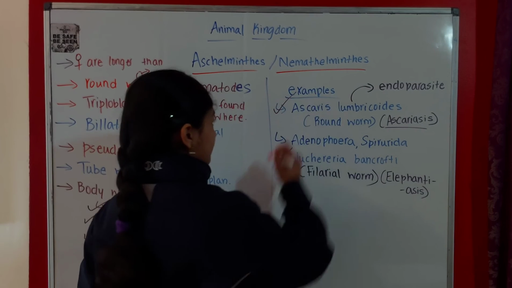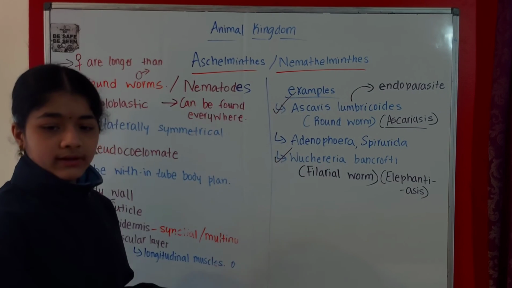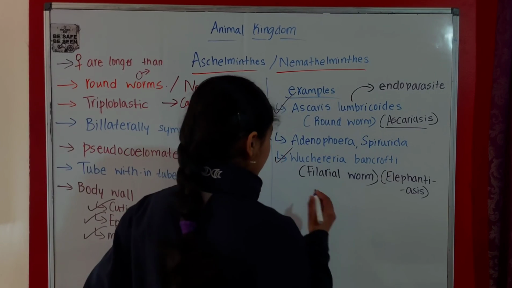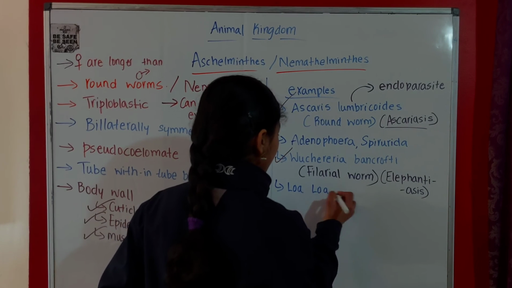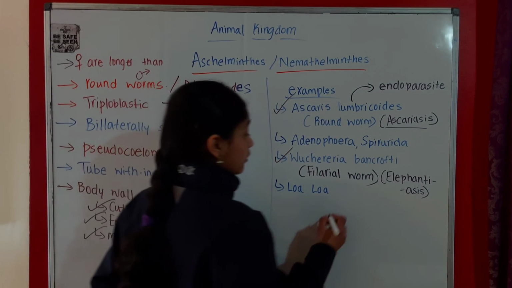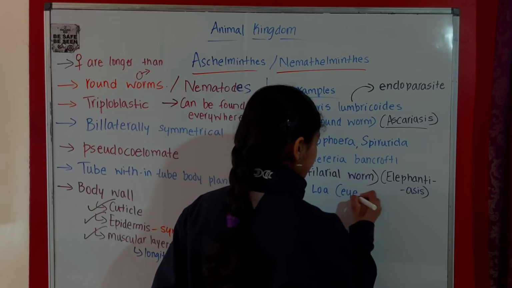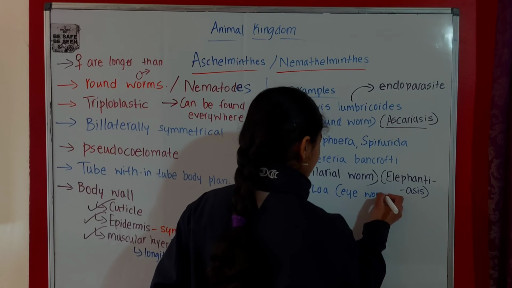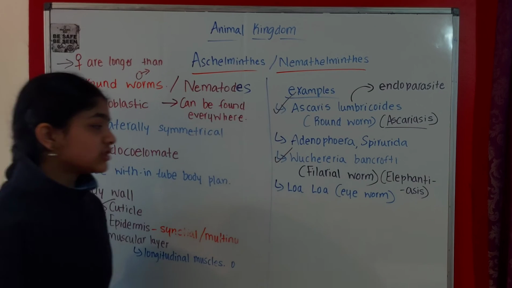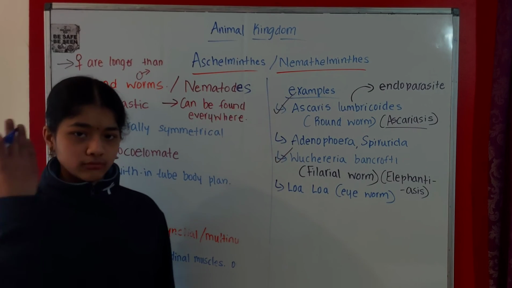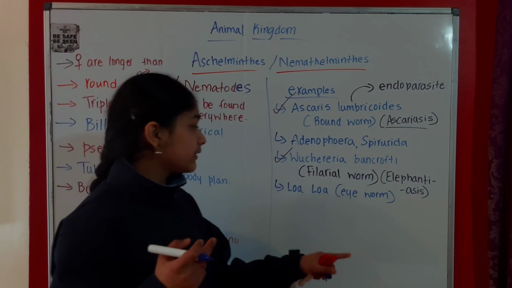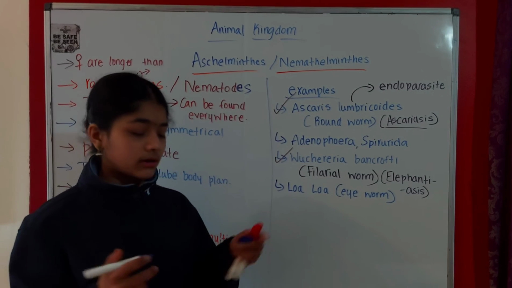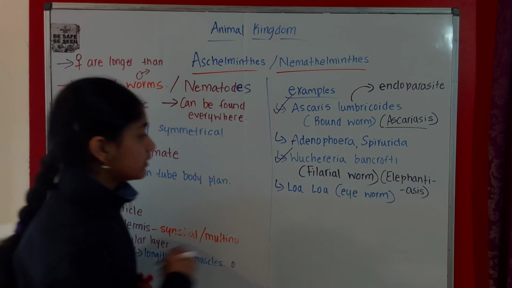And this also. One more we can take, that is Loa loa. Loa loa is called the eyeworm. This one is usually present in the eye of humans only. In the eye it's present, that's why it's called the eyeworm, and the organism is Loa loa. This is also a very important one.